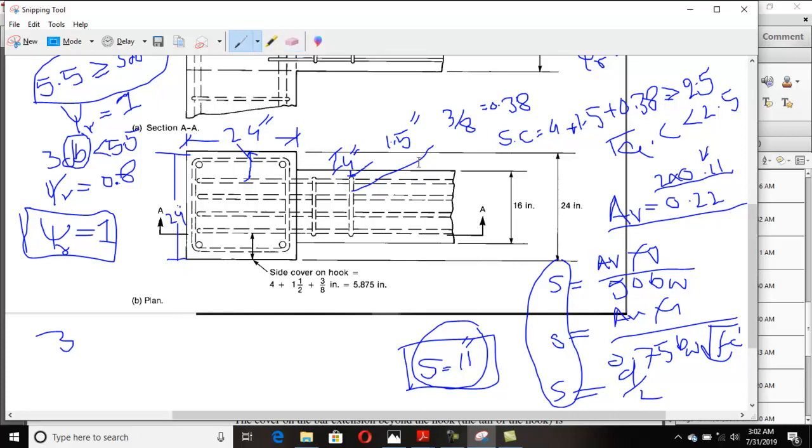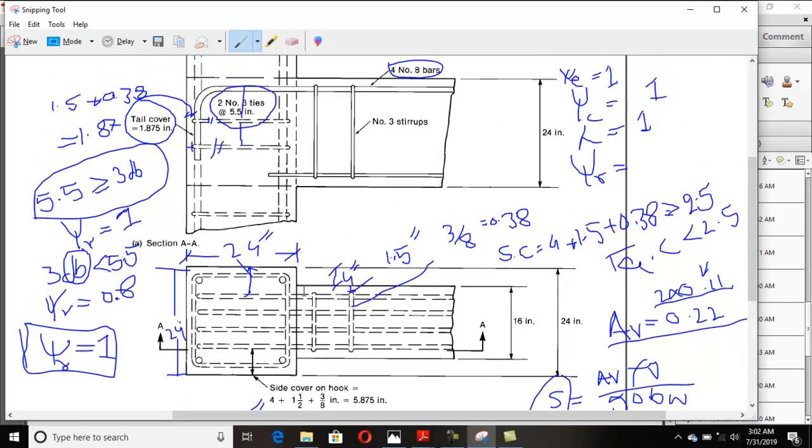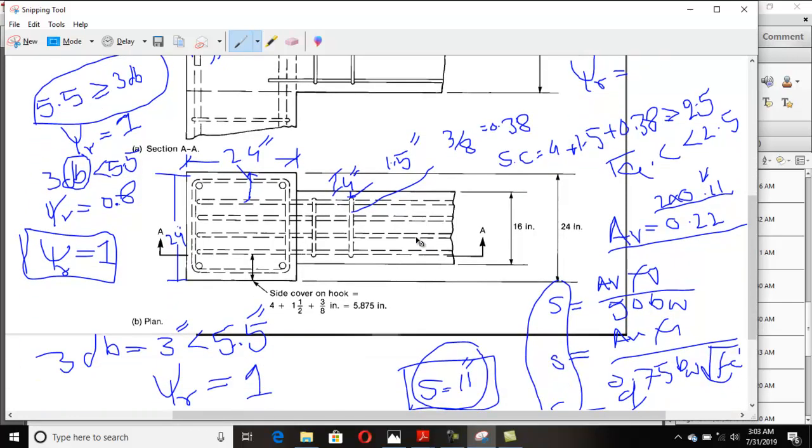My 3 dB. So your diameter of the bar is 1 inch because that is number 8. So it comes out to be 3 inch. So 3 inch is less than 5.5 inch. So your psi r factor is 1. Okay, your psi r factor is 1. So here they are given. In some cases we calculate it; here that is given. Sometimes you need to design it, but there they are given. So from the given you will determine your psi r factor.